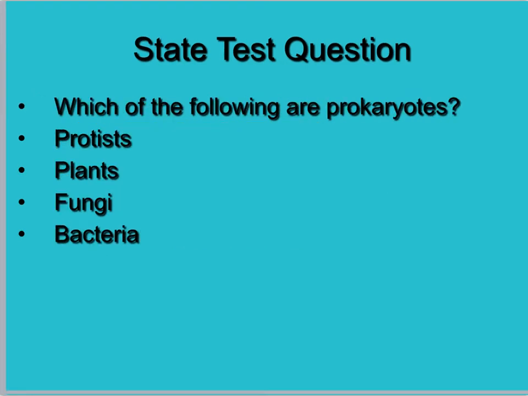Which of the following are prokaryotes? Remember, I told you there's only one example of prokaryotic cells. Is it protists, plants, animals, fungi, or bacteria? Just making up stuff over here. The only example of prokaryotic cells should be bacteria. So all these other things, and animals too, which is not even on here, will be eukaryotic. Only bacteria are prokaryotic.